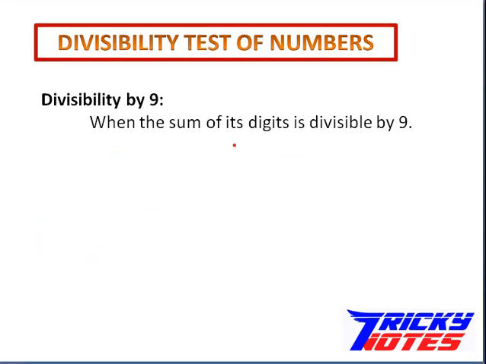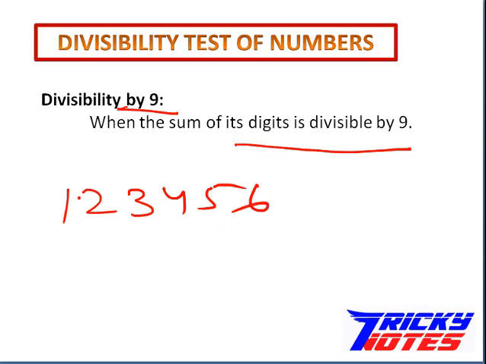When the sum of the digits is divisible by 9, the whole number is divisible by 9. It is similar to 3. Take 1, 2, 3, 4, 5, 6. Now I'll add all the numbers.